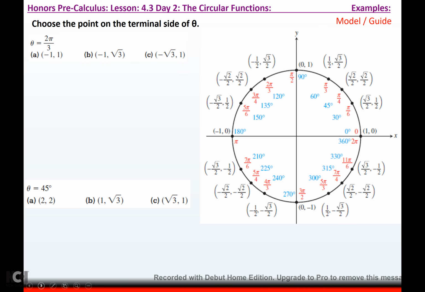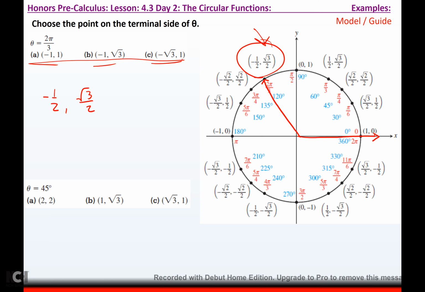Alright, so it says choose a point on the terminal side of theta. Theta is 2 pi over 3. So if I drew that angle, there's my initial side. There's 2 pi over 3. Okay, here's the point that's on that terminal side. So I got to figure out which one of these points is a multiple of this point. Well, if I take negative 1/2 and the square root of 3 over 2, I notice that none of these have fractions in them. So if I kill the fraction, as long as I do it to both of them, so multiply by 2, that'd be negative 1. Multiply by 2, that'd be the square root of 3. That point is also going to be on the terminal side of theta.